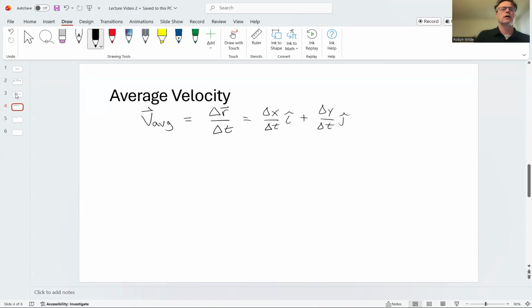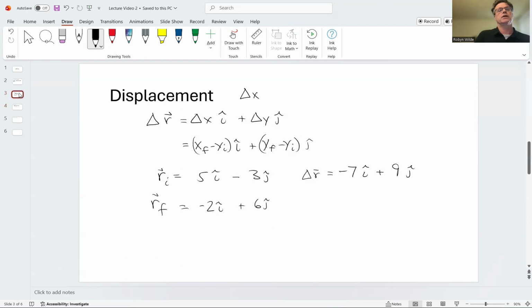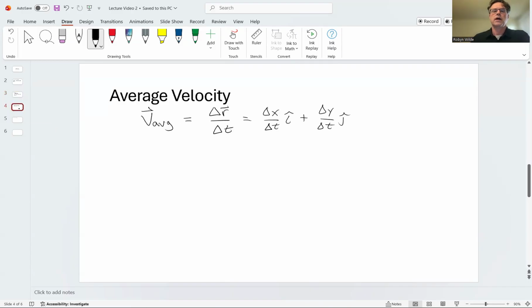So again, going back to our previous slide, let me just take a look at it again. We had this displacement, -7 i hat plus 9 j hat. So when I write out my average velocity, I'd have -7 i hat plus 9 j hat. That's my displacement vector. I'm going to divide that by the time. So let's just say, as an example, it is 2 seconds. So the time interval over which this displacement was made was 2 seconds. I'm going to divide this by 2 seconds, and that would give us our average velocity vector.